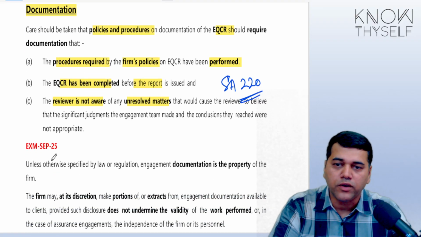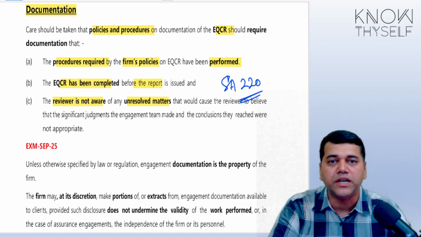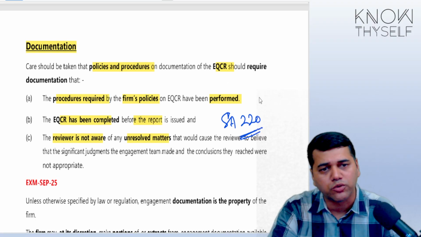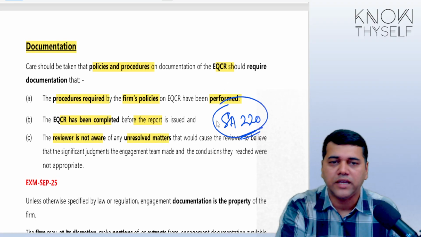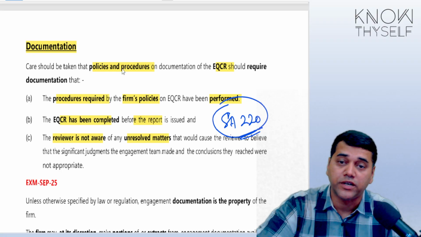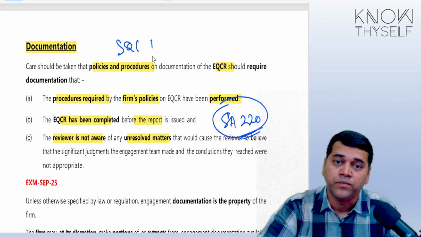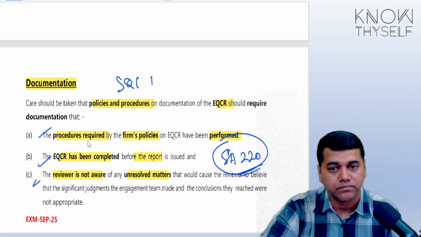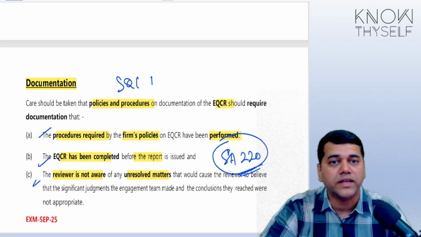Okay, now let us go for an exam, September 25 examination. So you see these three elements, the same elements are there in SA 220 also. I'll show you in the examination how they have given an alternative answer. That means some students could have written from the SQC1 point of view, some students could have written from the SA 220 point of view, because the points are the same. Now let us go to an examination question.